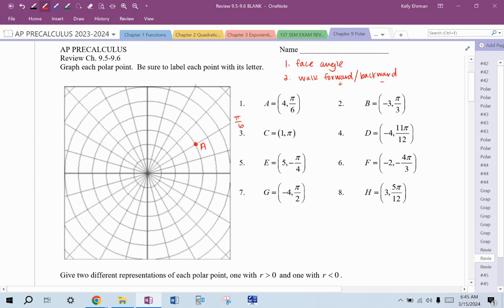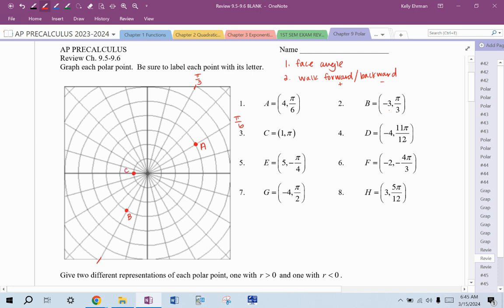And then we face pi over 3, which is right here, but we walk backward 3 units. So you should be on the same pi over 3 line there. So this is 4 pi over 3. We're going back 1, 2, 3 units. So there's point B. And then we're going to face pi and go forward 1 for point C.